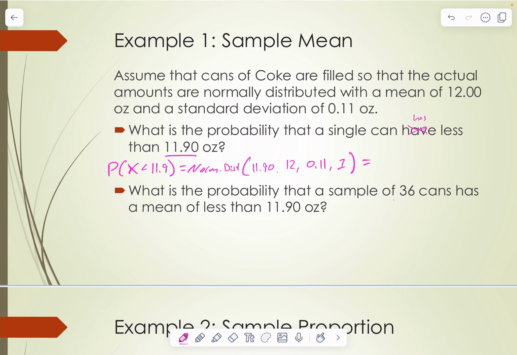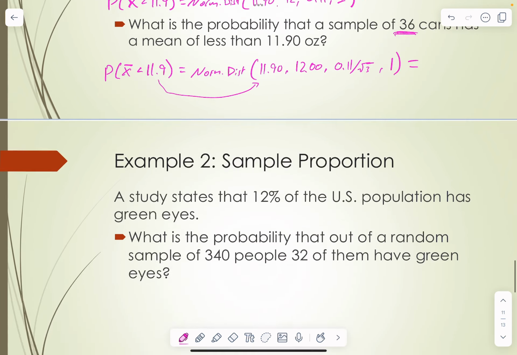What is the probability that a sample of 36 cans has a mean of less than that many ounces? So now you have a sample of 36 cans. What's the probability that that sample mean is less than 11.9 ounces? So we've got the probability here of x bar now, which is my sample mean, less than 11.9. That is going to equal NORM.DIST 11.9, the value that I'm interested in. And now what's the mean of my sample mean? It's going to be the original mean, and then the standard deviation is going to be the original standard deviation divided by the square root of 36, which is just 6. And that's going to be 1 again. Equals, okay, let's hop over to Excel and see how these compare.